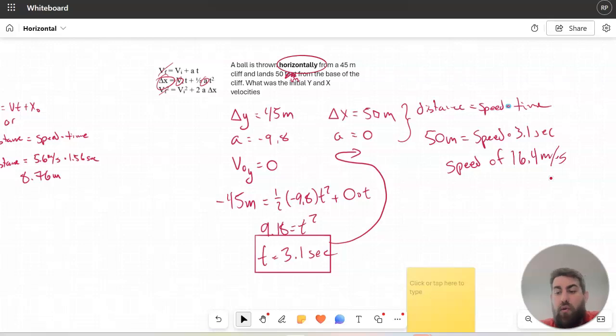Okay, so horizontal, key with these, if you see horizontal, your starting y velocity is 0. Find time in x or y, whichever one you have 3 pieces of information to start with. Get time, apply it to the x or the y that you didn't start with.